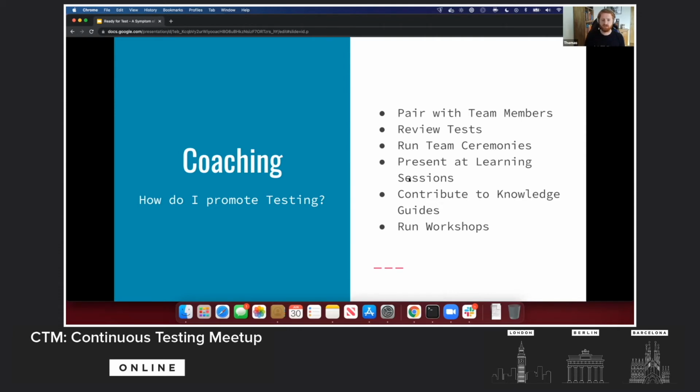And you can also just do some direct coaching. You can present learning sessions, contribute to knowledge guides, or run workshops. You can do that in lunch and learn sessions if you have them internally, or just within your team or with multiple teams. In the past, I've worked with teams where the QA from another team might come in and present about something they're doing, and I might, in return, go to their team and present about something we're doing, sharing knowledge in the organization and coaching everyone and helping everyone understand the importance of testing.